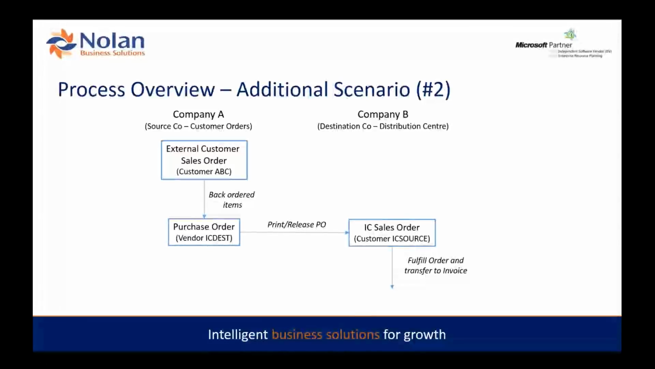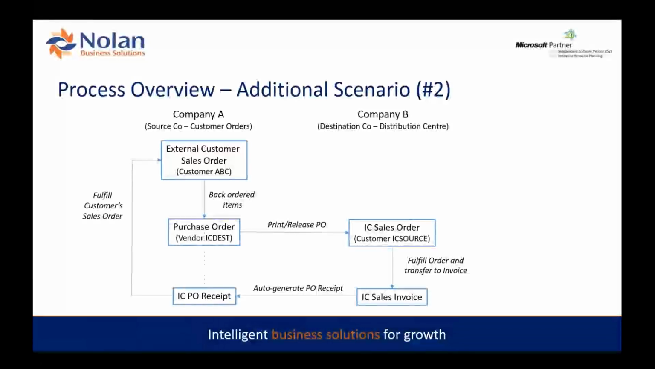Sales order will be created in Company B, which upon fulfillment and transfer to an invoice will create a PO receipt in Company A. Again, leveraging standard PO generator functionality, the original customer's sales order can now be fulfilled and transferred to an invoice.